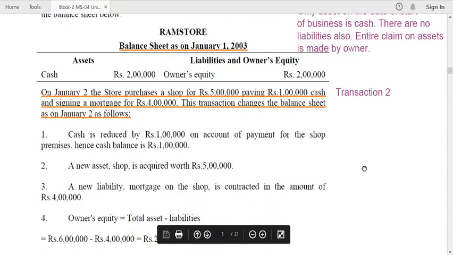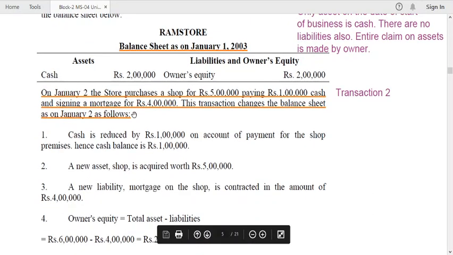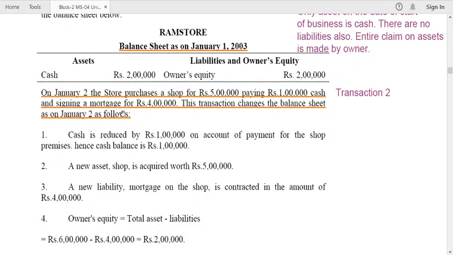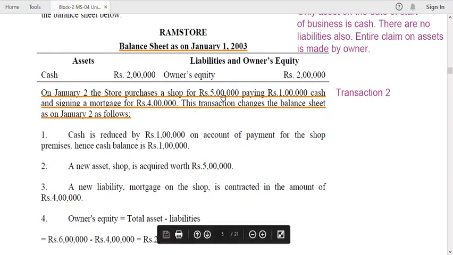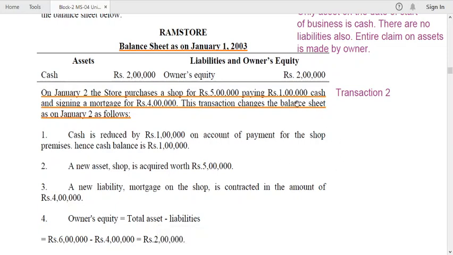Okay. See the second transaction. On January 2, the store purchases a shop. Shop means here an asset. He is bringing a new asset. Ram Store purchases a shop for rupees 5 lakh by paying 1 lakh rupees cash and signing a mortgage for rupees 4 lakhs. Mortgage is like a loan only. So he has got a new asset of 5 lakh rupees, which is the shop, 1 lakh rupee cash is gone, and the loan increased by 4 lakhs.